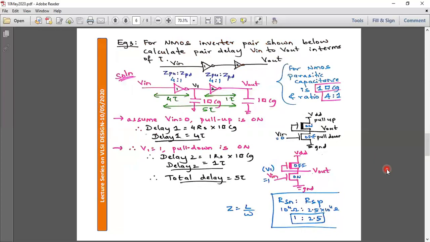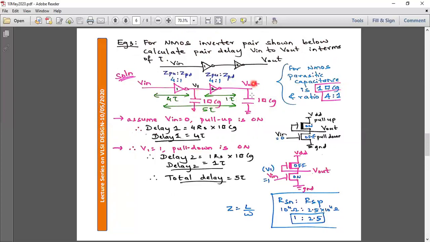So third example, now instead of CMOS, we have two cascaded NMOS inverters. So for NMOS inverter pair shown below, calculate pair delay Vin to Vout in terms of tau. If it is NMOS inverter, if the ratio is not specified, then by default for NMOS inverters, the ratio is 4:1, and for CMOS inverters, the ratio is 1:1. And the parasitic capacitance for NMOS, it is 1 Cg, whereas for CMOS, it is 2 Cg.